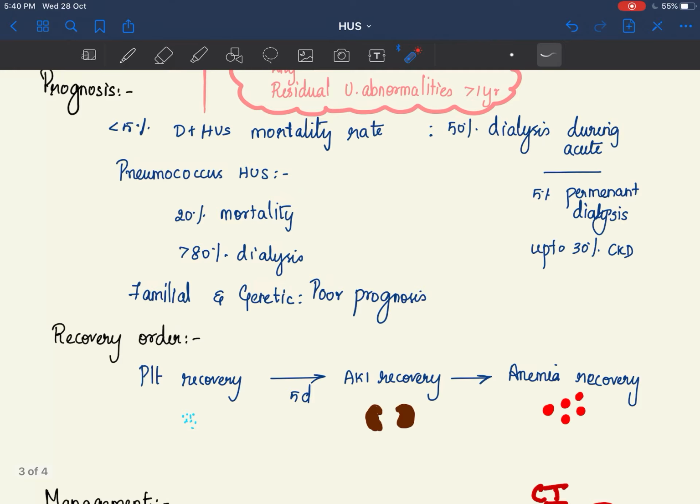What about pneumococcal HUS? This has a poorer prognosis. 20% can have mortality and more than 80% will require dialysis. Familial and genetic forms have poor prognosis and they need to be on therapy for a long time.